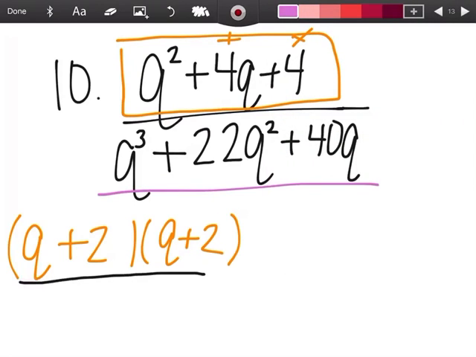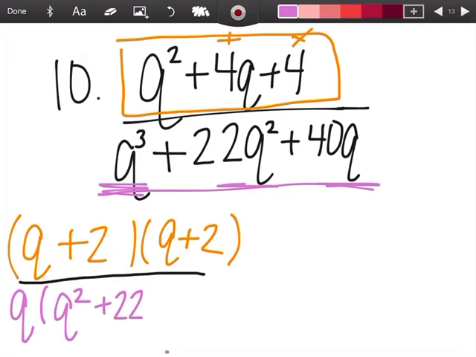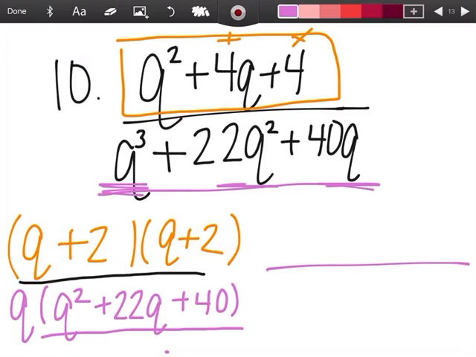Let's use pink. So I'm going to look in the denominator. And right now I'm not quite ready to set it up into two sets of parentheses because there is a GCF. So I can take this q that they all have in common. They all have at least one q, and I can factor it out. And when I do that, in the first term I'm left with q squared, in the second term I'm left with plus 22q, and in the third term I'm left with plus 40.